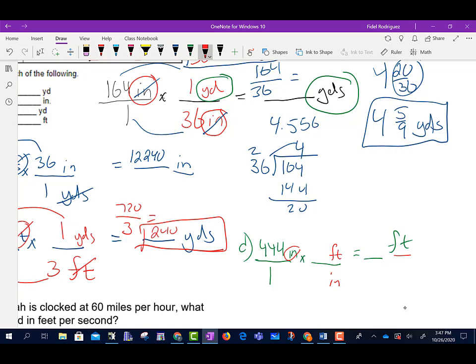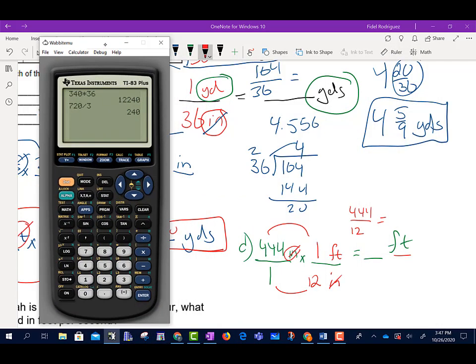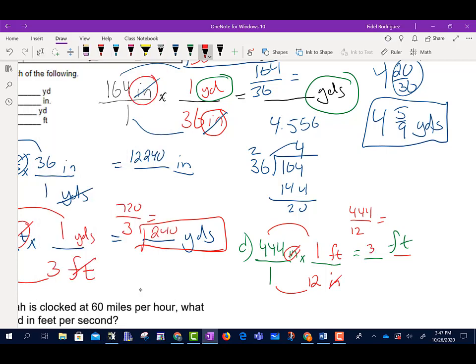So we know that 12 inches is the same thing as 1 foot. So again, these units of inches are going to cancel. We're going to multiply straight across. That's 444 over 12. Let me grab my calculator again. Divided by 12. Let's see if it goes in nice and neat. It does, and we end up with 37 feet. Okay.